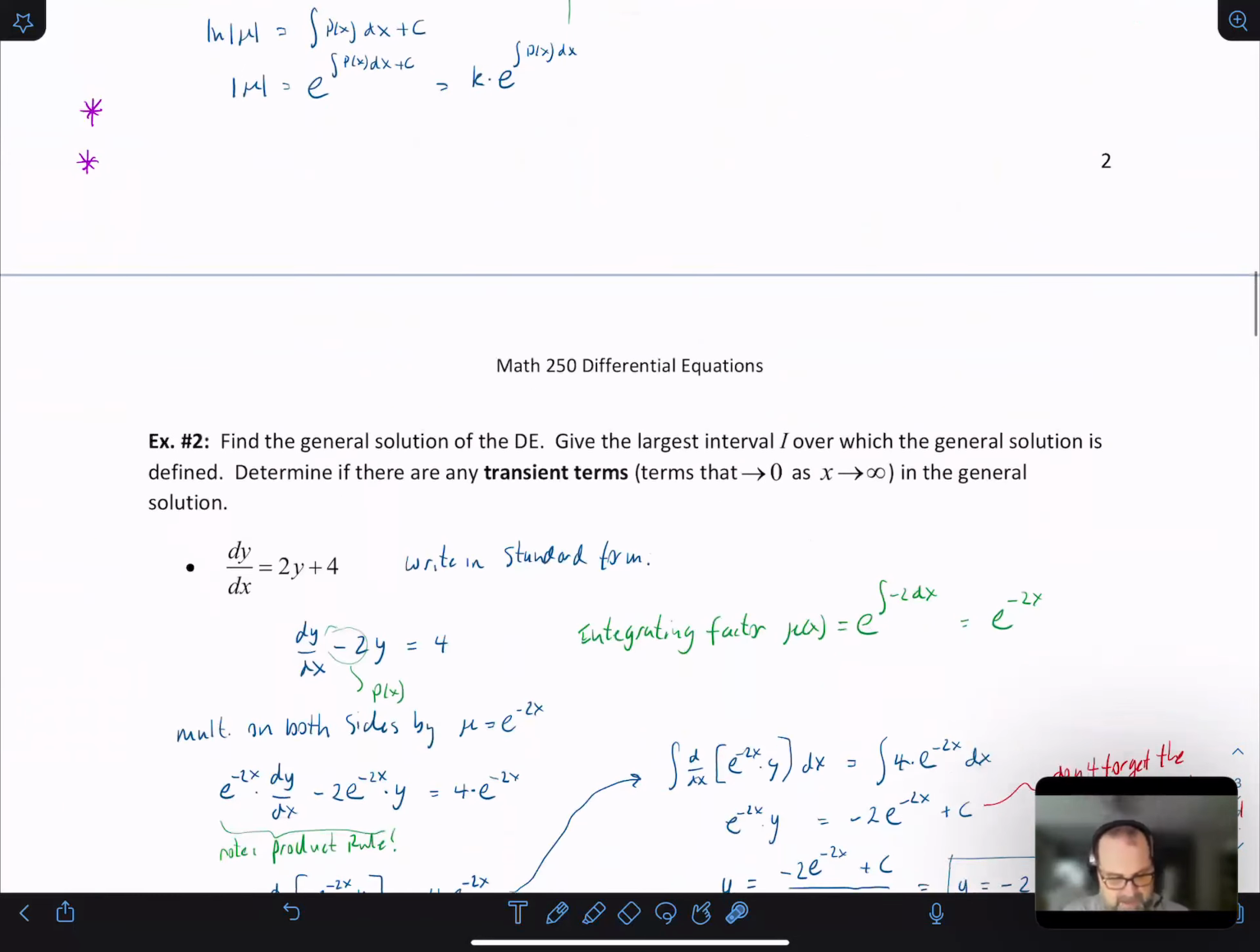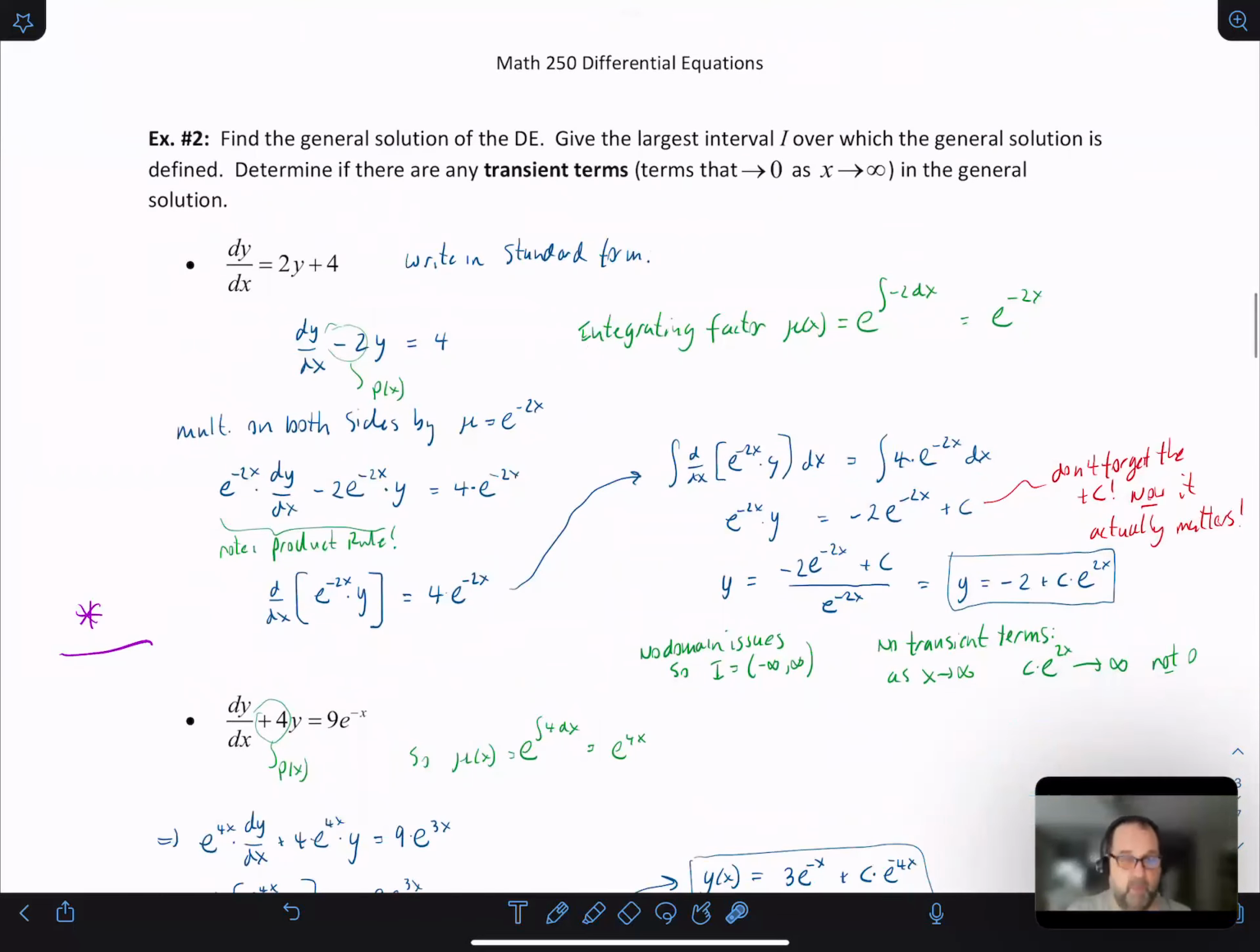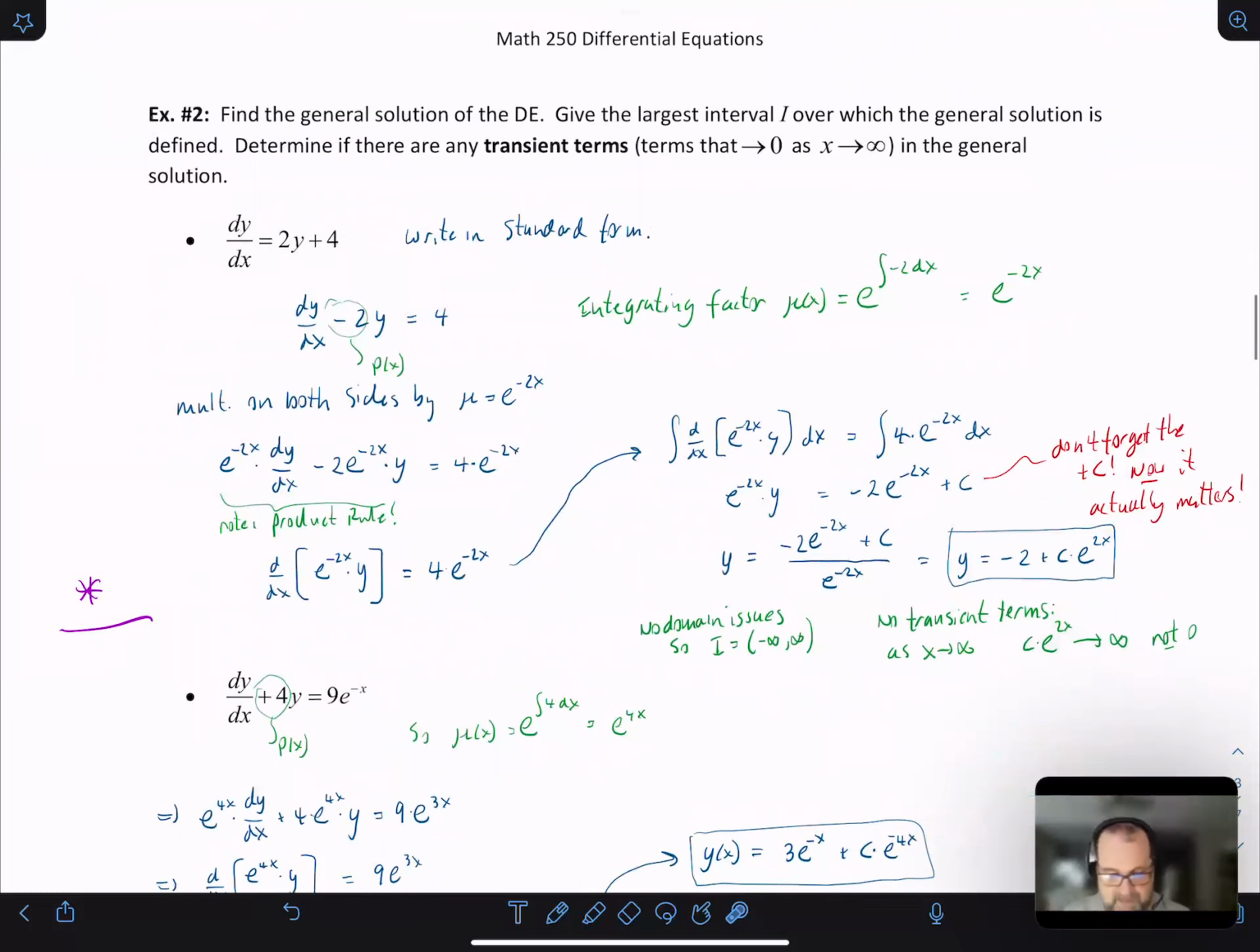All right, so let's just try one before we leave this packet. Let's try one from beginning to end. Fairly easy one. Let's see how the method works. The idea here is to solve the DE. We are to give the largest interval over which the solution is defined and determine if there are any transient terms. So we can talk about that later. Basically, this is our fairly simple DE to start with.